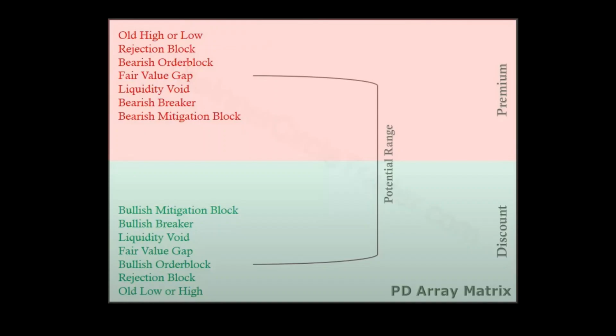And as we get into a premium area, as in the upper portion of a range, we start to get into the bearish mitigation block, which would usually come first. Bearish breaker, then you get your liquidity void and fair value gaps, and then your bearish order block, rejection block, and then finally your all high or low. So once price breaks out of this range, generally it's in a higher time frame PD array matrix. Obviously, price cannot just be bouncing back and forth, up and down forever. So let's have a look at a diagram.